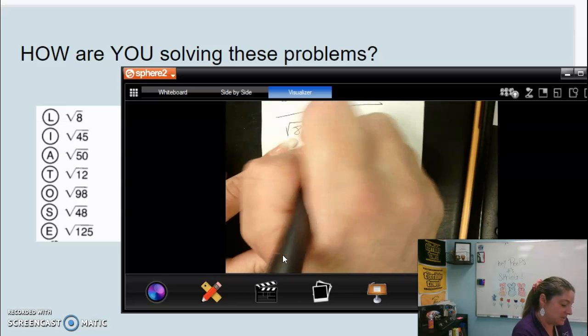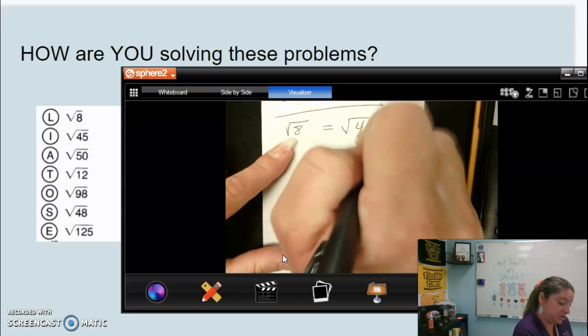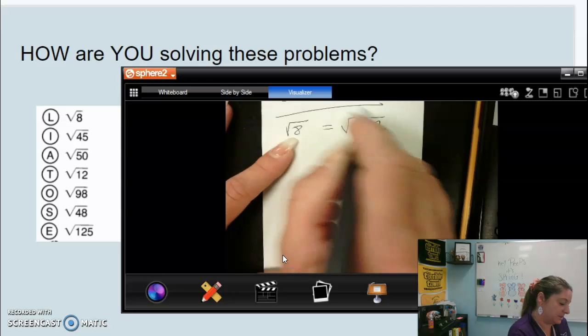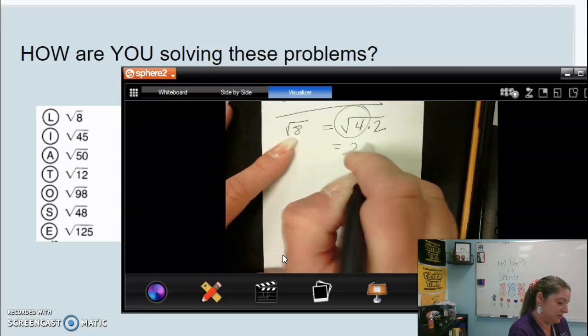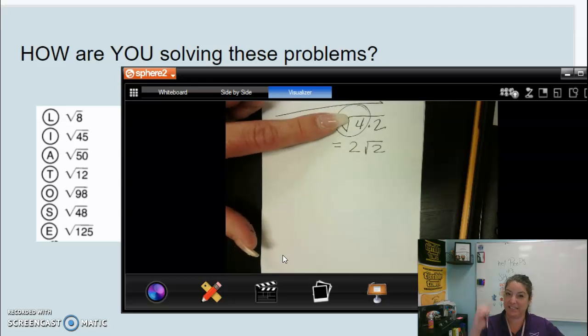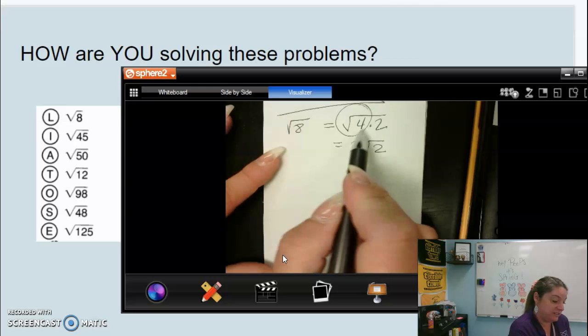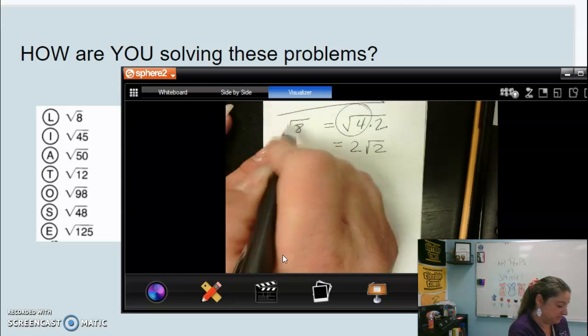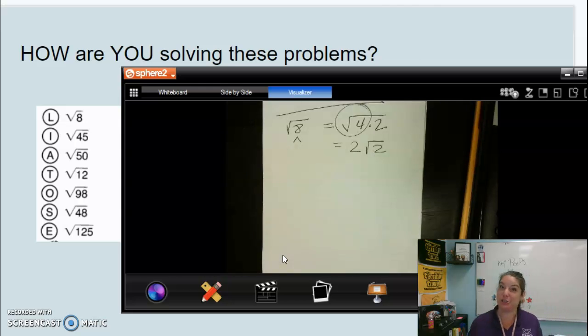The square root of 8 is going to be 4 times 2, okay? And you know what the square root of 4 is. It's a 2. Okay, so I want to see this on your paper because that's just showing me what your brain is doing, okay? If finding that 4 is difficult, or not difficult, but just challenging for you.